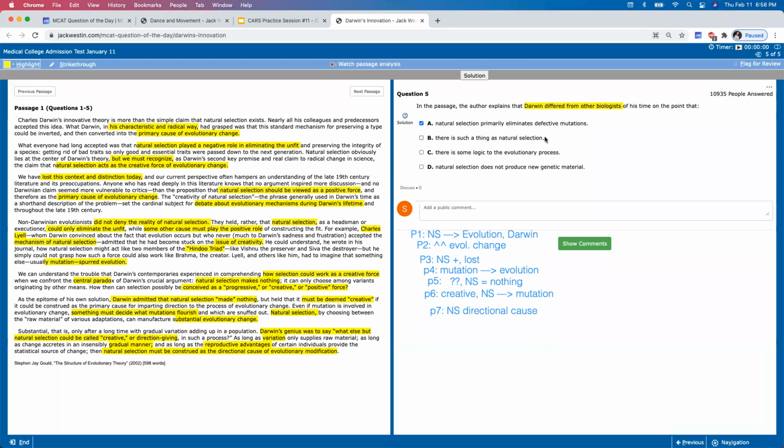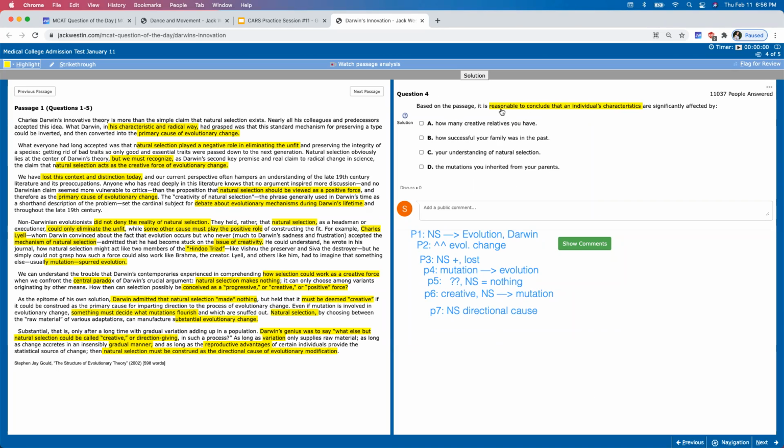We could also do this by process of elimination because Darwin did say there is natural selection. We can argue against that. There is logic. Yes, they both mentioned that, so they both agree with that. Darwin didn't differ from that. He didn't say that natural selection does not produce new genetic material. So those are all things that Darwin agreed with. So just by that, we can do process of elimination.